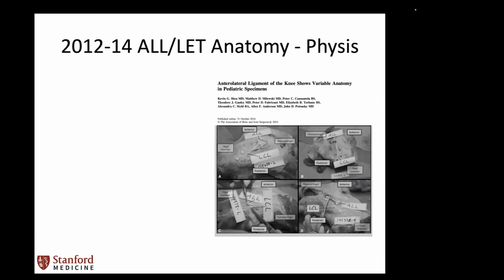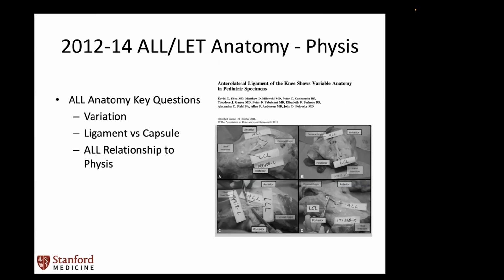All the sports people here know that the ALL, lateral extraarticular tenodesis, and anterolateral capsule have gotten a lot of attention since Clay's publication in 2013. As we were dissecting these pediatric knees, we started having questions about what the anatomy of the ALL is. What's its relationship?